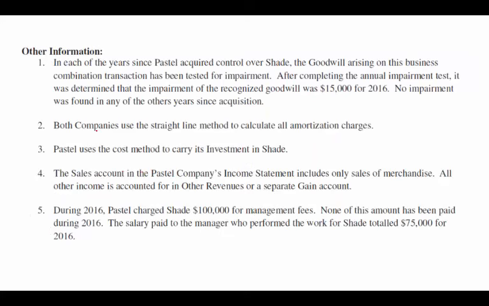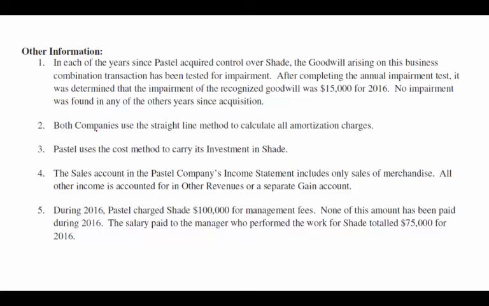Number 1. In each of the years since Pastel acquired control over Shade, the goodwill arising on this business combination transaction has been tested for impairment. After completing the annual impairment test, it was determined that the impairment of the related goodwill was $15,000 for 2016. No impairment was found in any of the other years since acquisition. So there was no impairment from 2012, or the end of 2011 at acquisition, until 2016, and we're told a dollar amount of impairment in 2016.